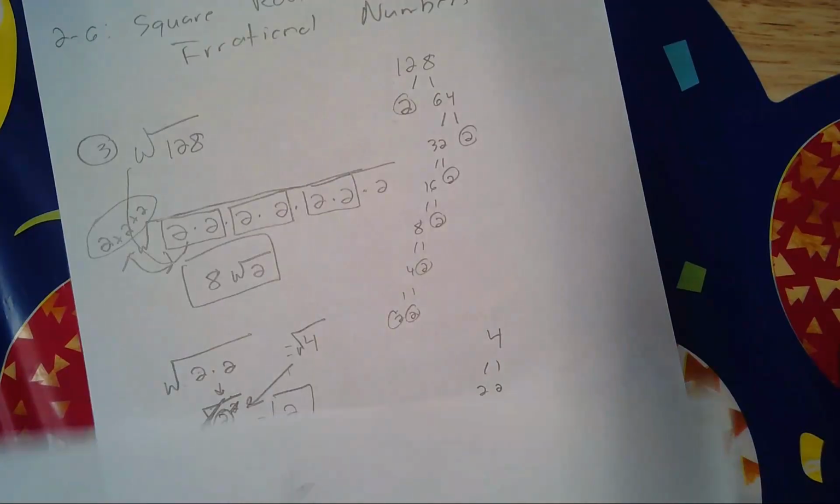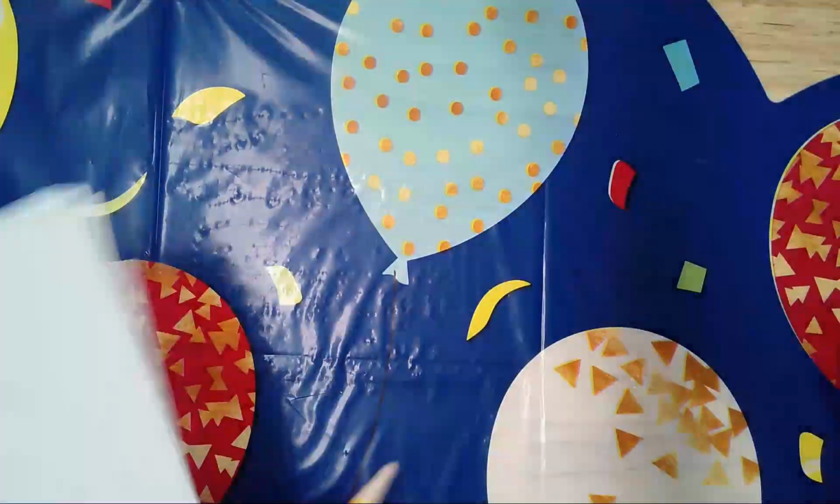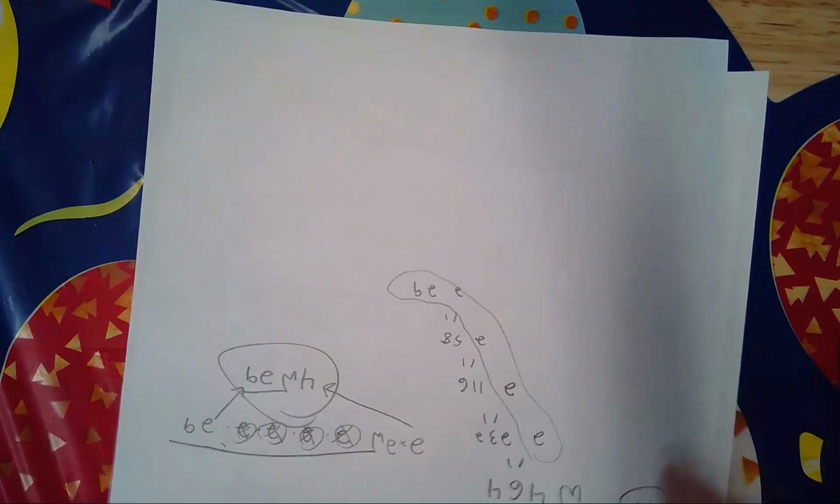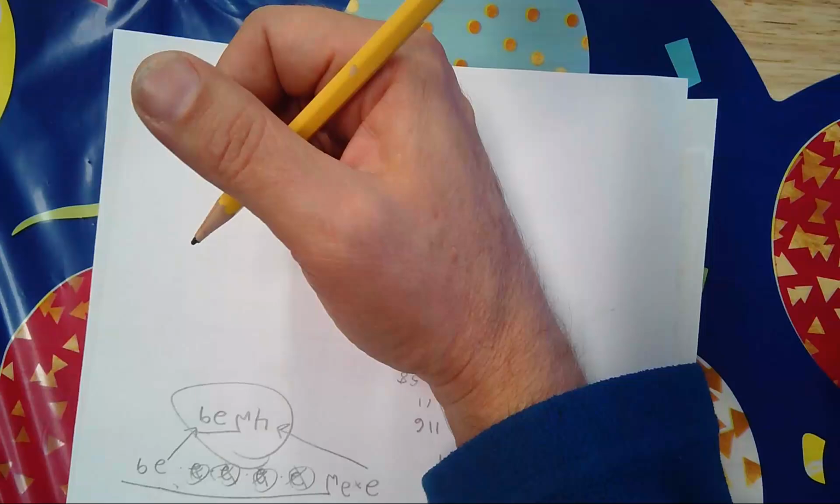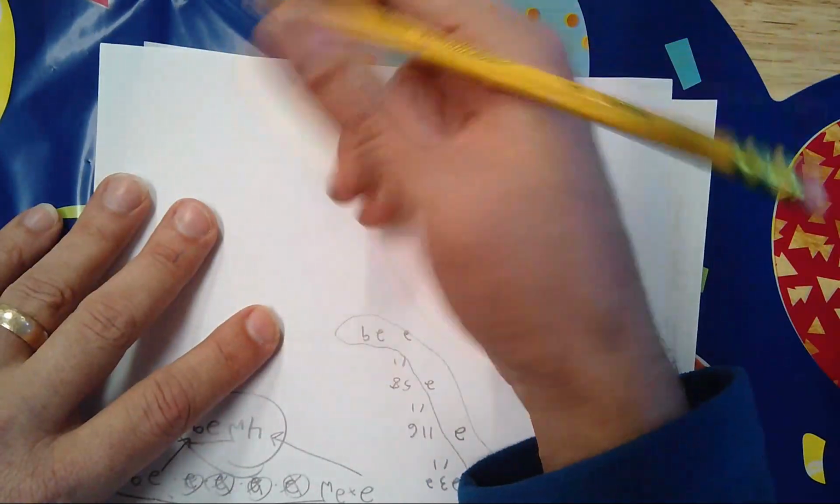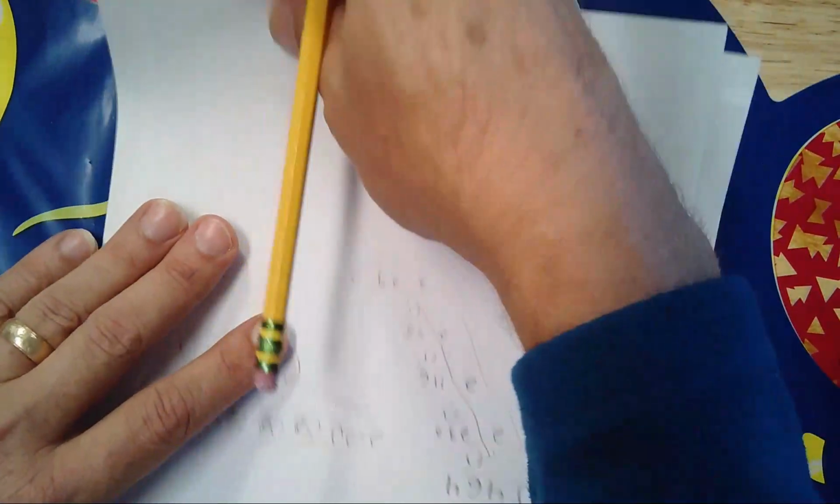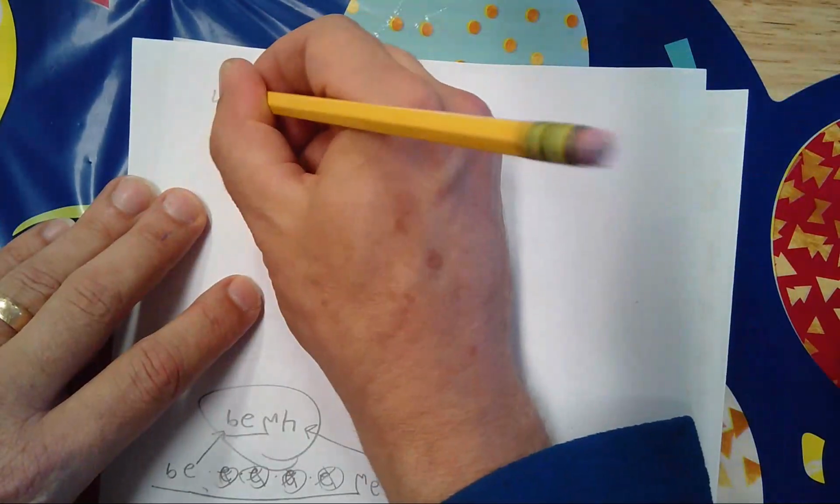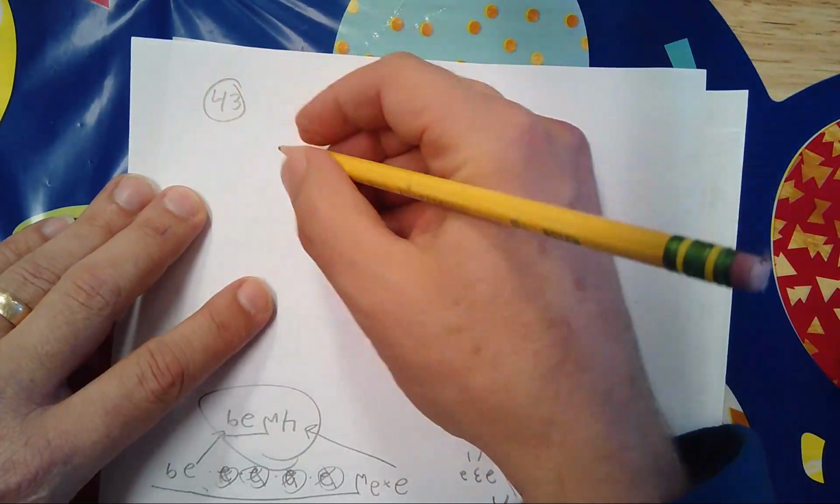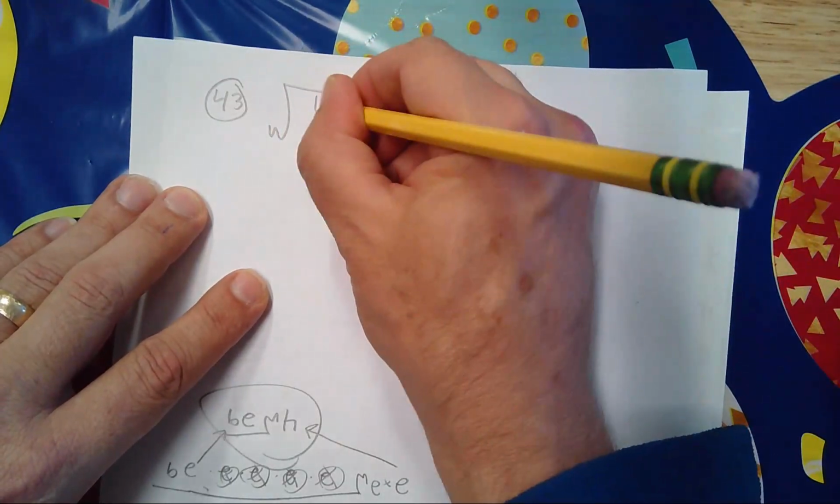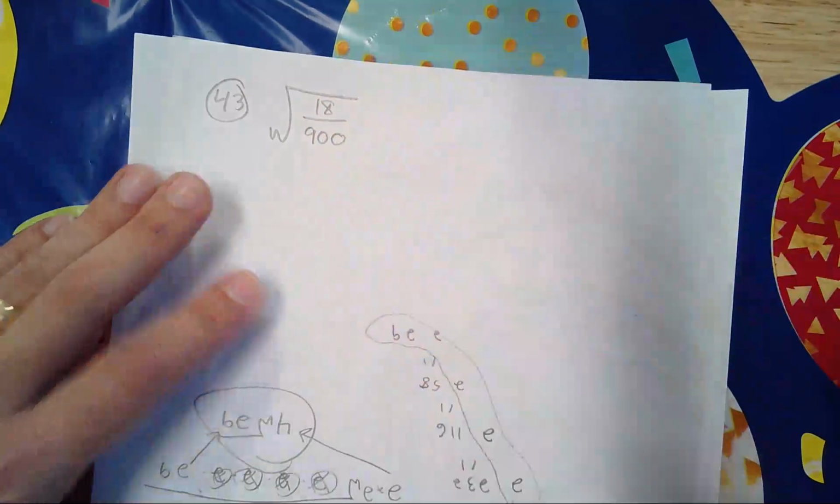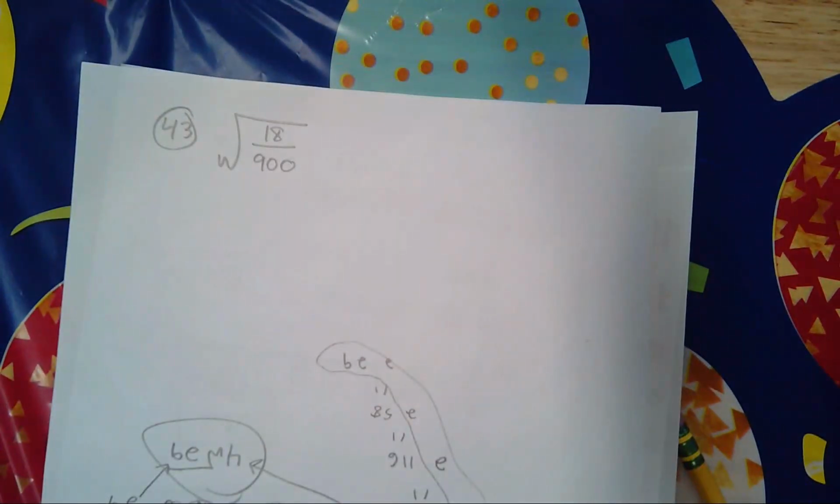Last one, I think. You guys feel all right about it? You guys seem pretty good about it. I think so, unless you want to do another one. No, thank you. Okay, try 40, what do you want, 41 or 43? Pick one. 43? All right. Okay, 43. Root 18 over 900.